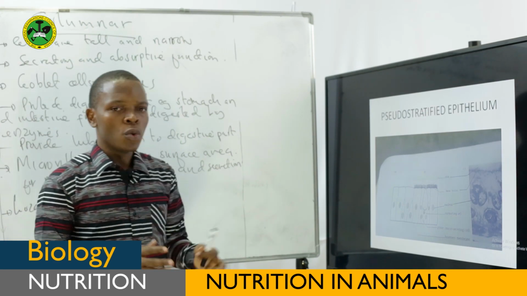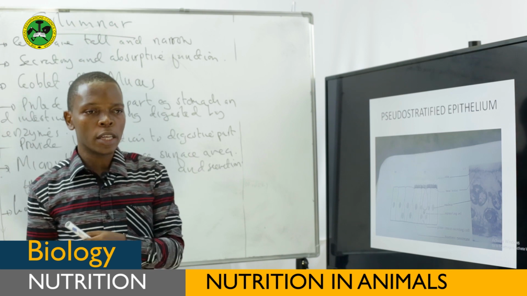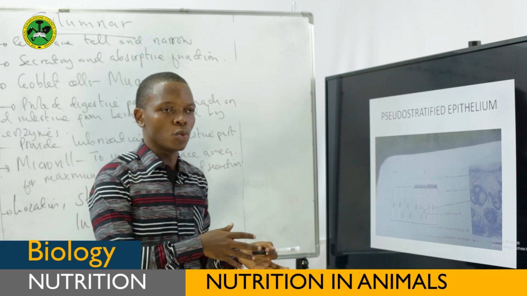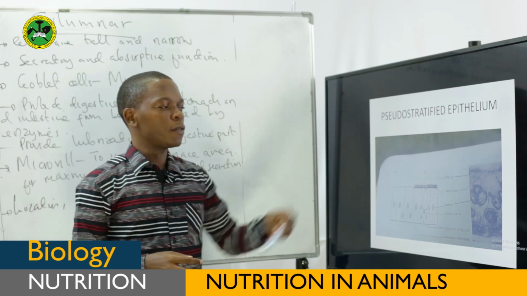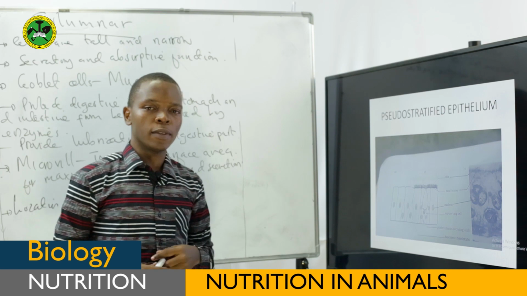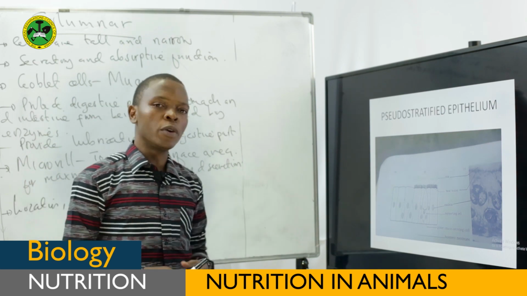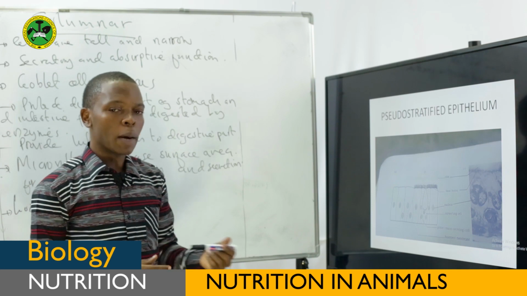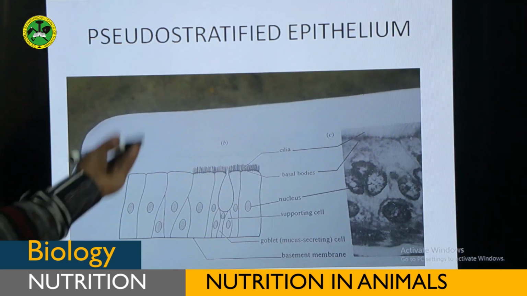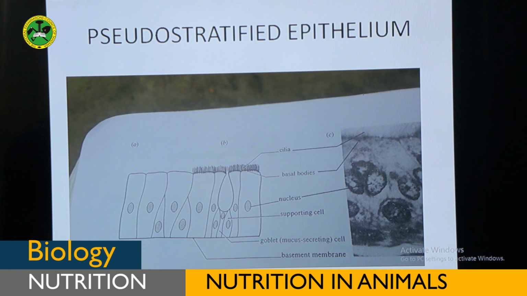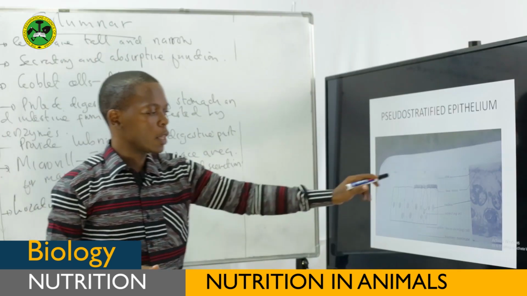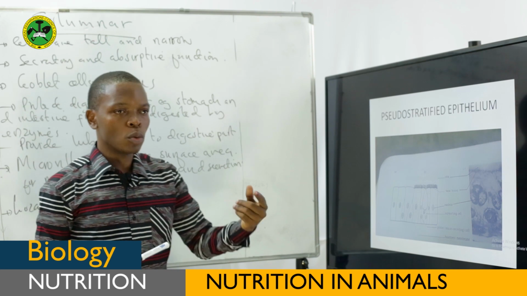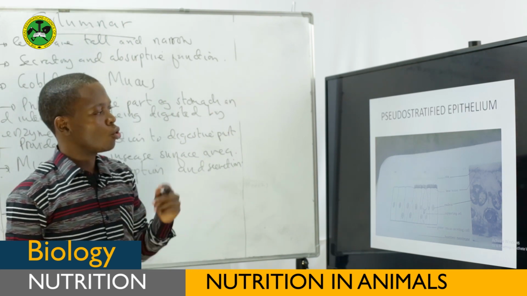As we have said, some epithelial tissues are found only in the digestive system, and some are found in other parts of the body. This pseudo-stratified epithelium is not found in the digestive system, but mainly in other parts of the body, for example in the respiratory tract. Again, it is found in the oviduct, because this hair-like structure is enough to move material from one point to another.